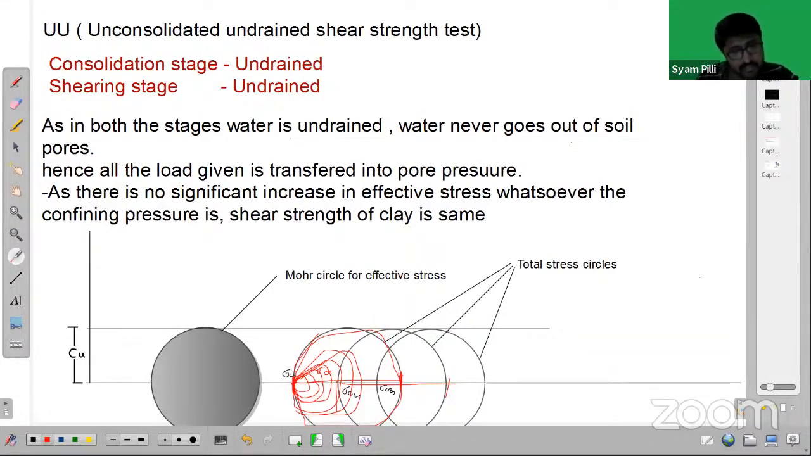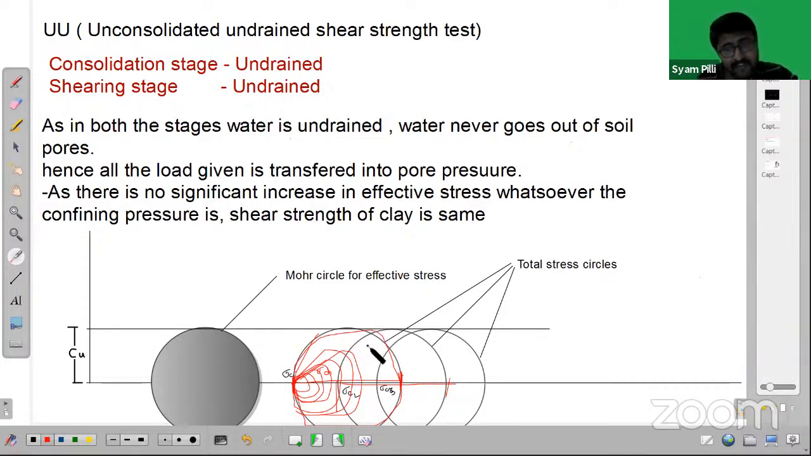So mostly in the undrained case, you will get Cu and phi u, but phi u is generally close to 0, if the drainage is very, very slow or negligible. That is the condition here.